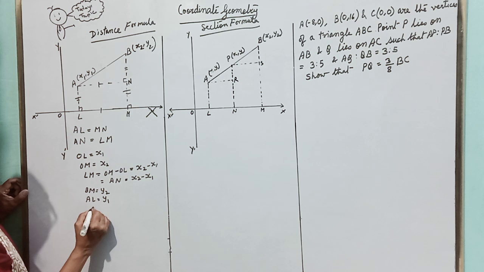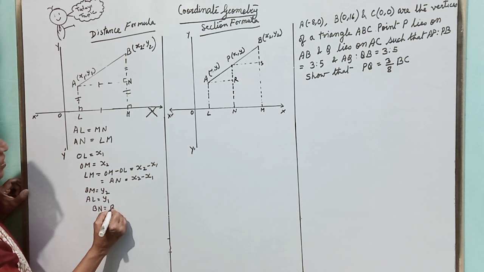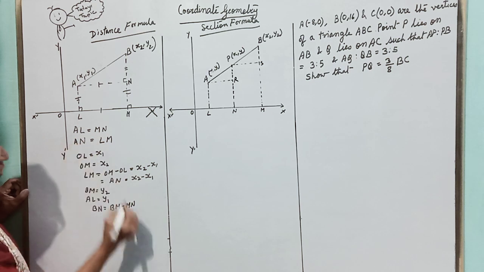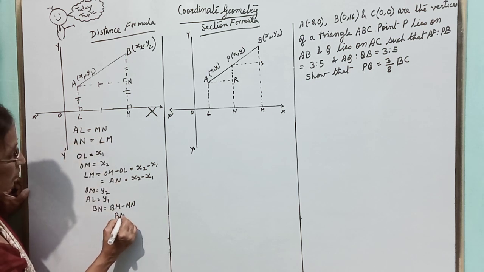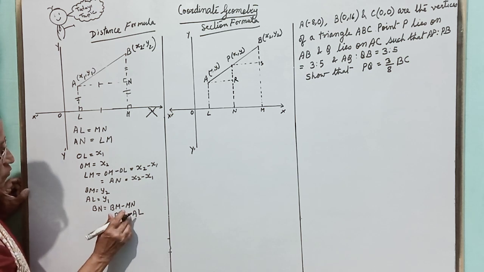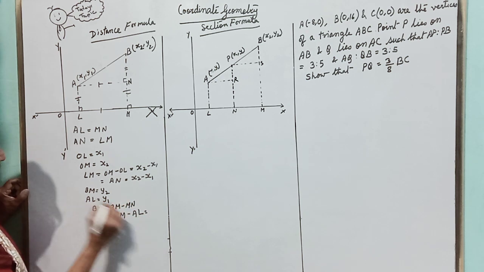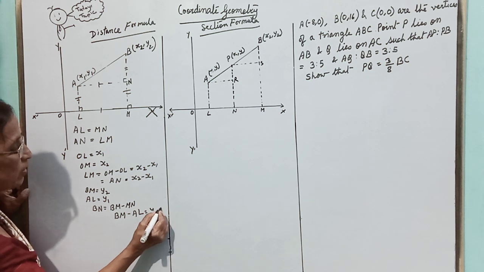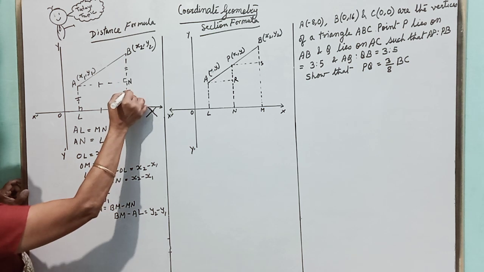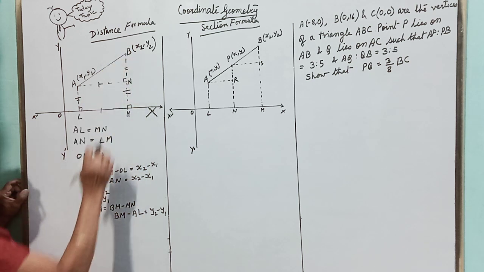Now what is BN? BN is equal to BM minus MN. But what is MN? MN is equal to AL. Instead of MN, I can write AL. So BN is equal to Y2 minus Y1. This should be completely clear. This is whole Y2. This is Y1. So this will be equal to Y2 minus Y1.